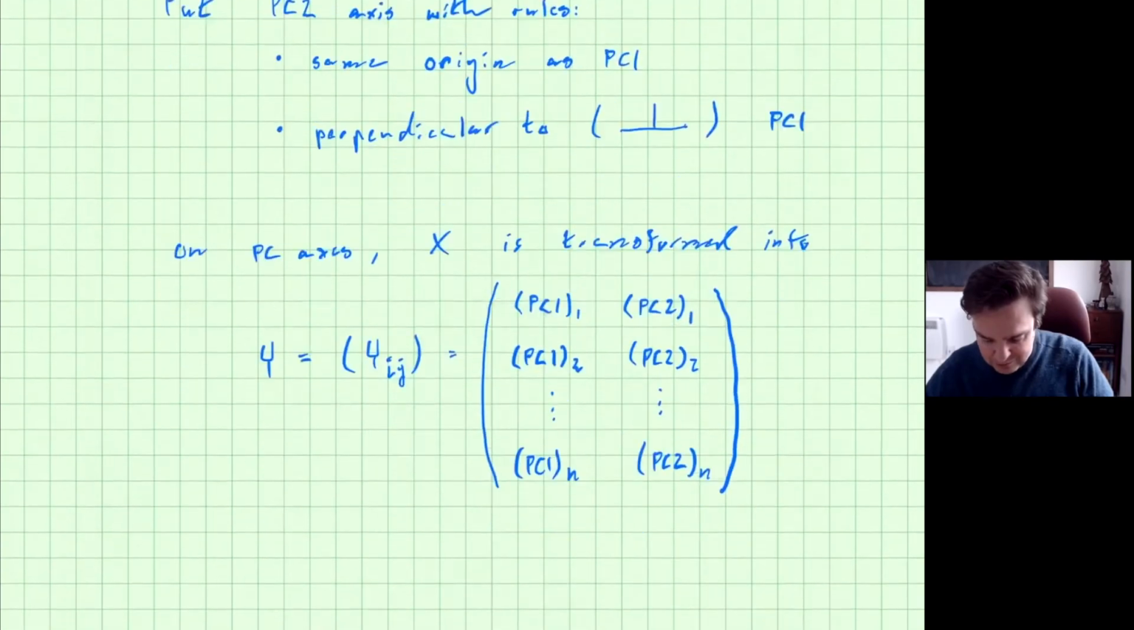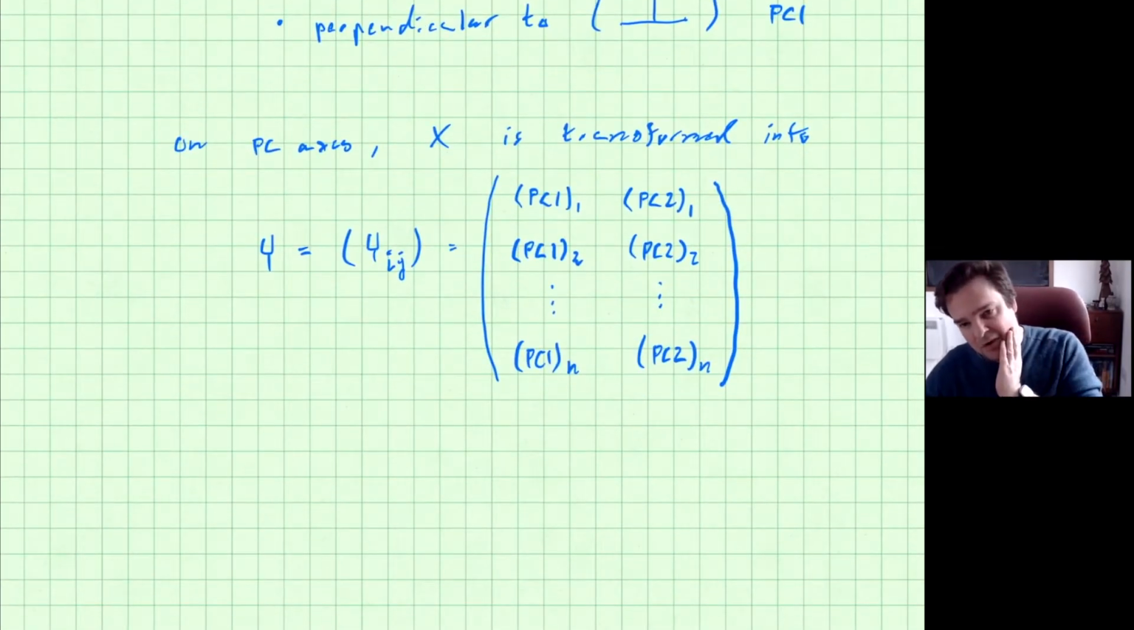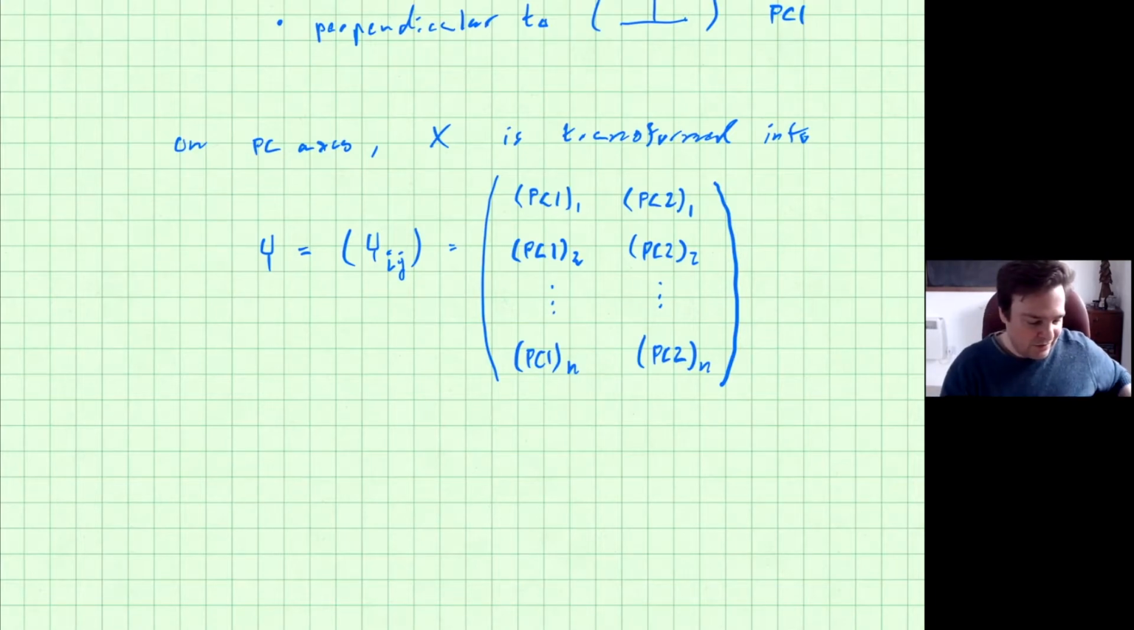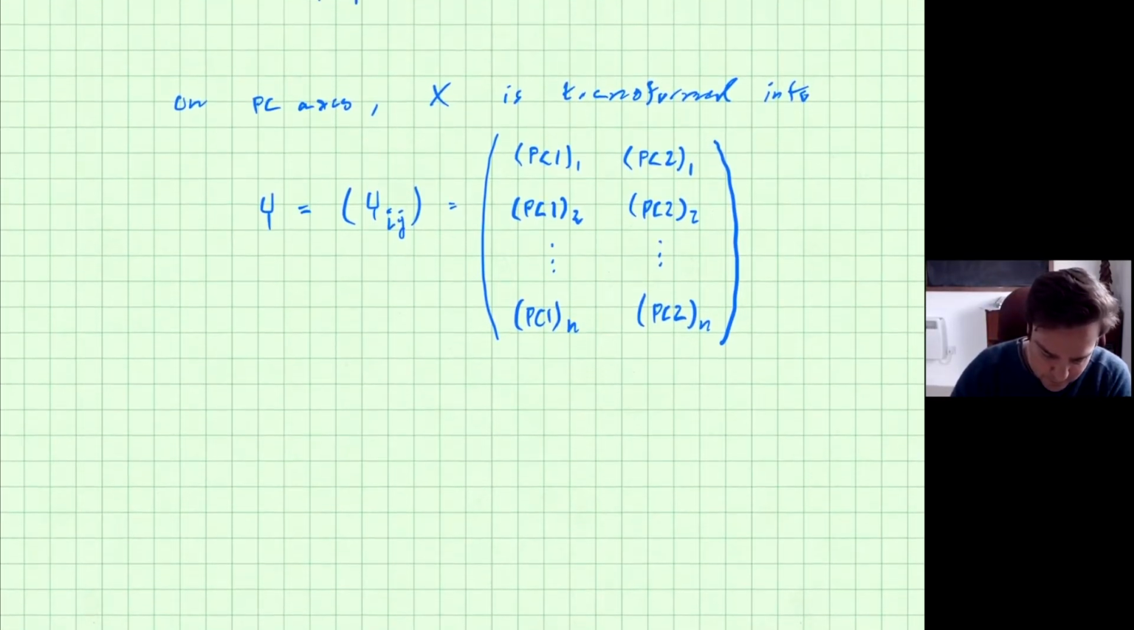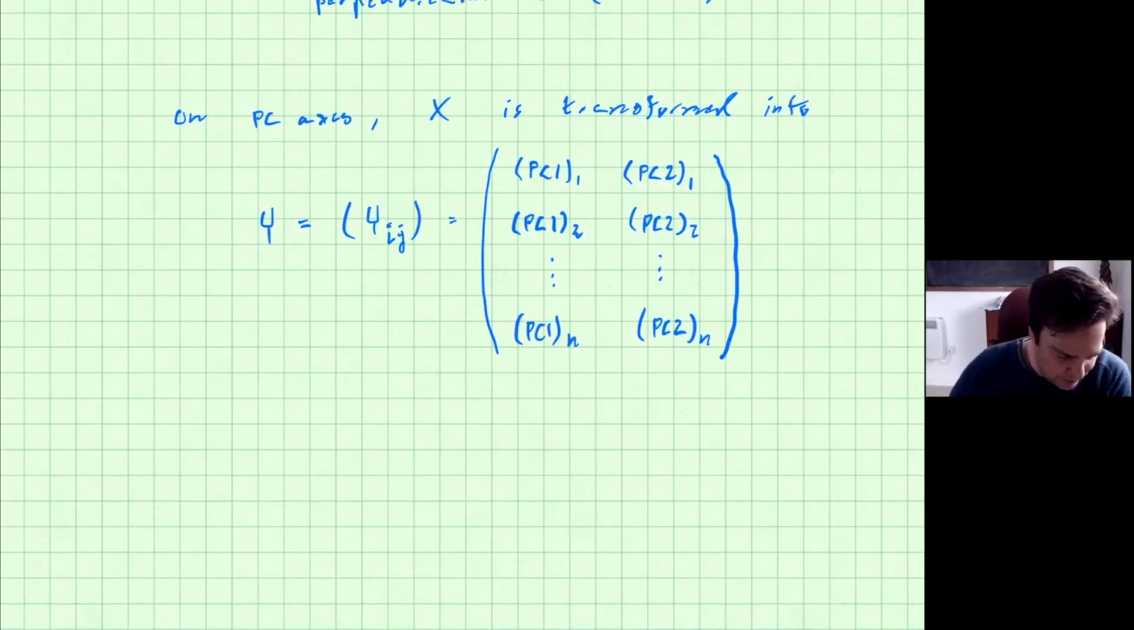So that's the whole idea. We've made this new coordinate system, PC1 and PC2, and the axes are somehow ordered in terms of usefulness. All right. So the columns are ordered.